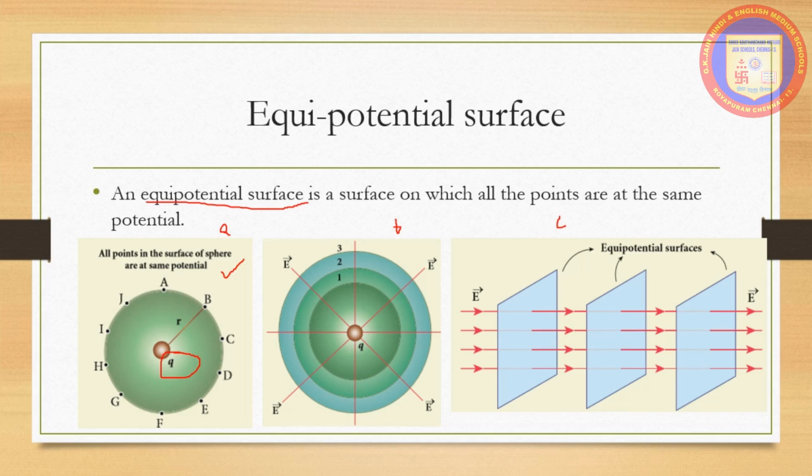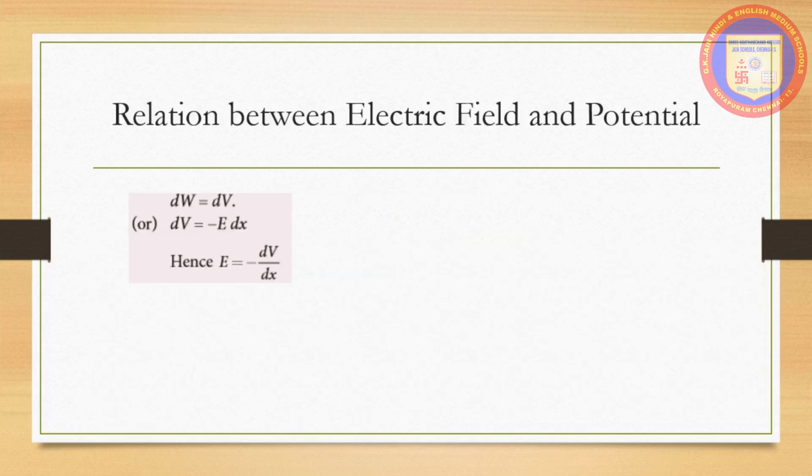Next, we are going into the relation between electric field and potential. Consider a positive charge Q kept fixed at the origin. To move a unit positive charge by a small distance dx in the electric field E, the work done is given by dW is equal to minus E into dx. The negative sign implies that the work done is against the electric field.